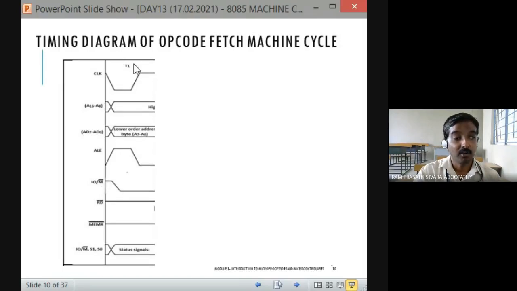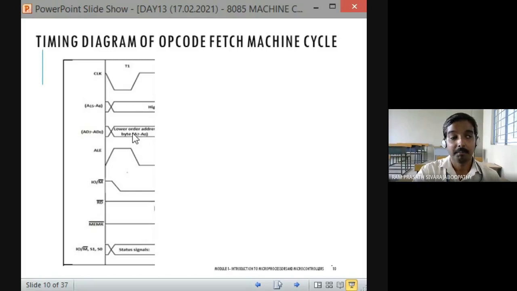During the T1 state, it is maintaining low. That means during the opcode fetch cycle, the IO/M bar signal must be low by the CPU. It is a status signal. It indicates that the processor is currently doing a memory related operation. Then RD bar is still maintaining high.